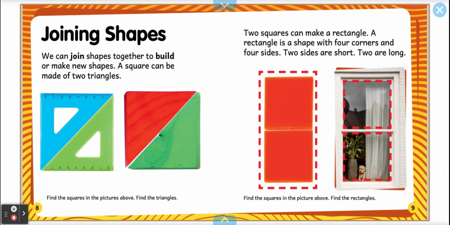Joining shapes. We can join shapes together to build or make new shapes. A square can be made of two triangles. Two squares can make a rectangle. A rectangle is a shape with four corners and four sides. Two sides are short, two are long.